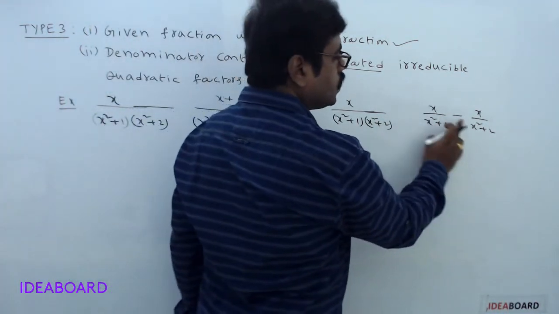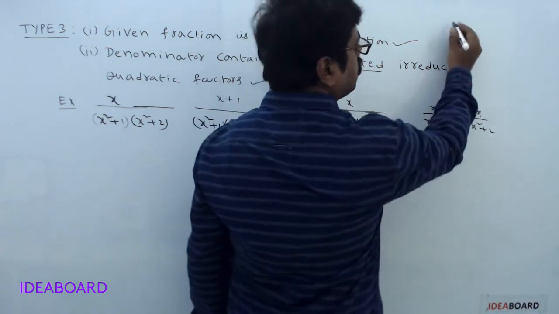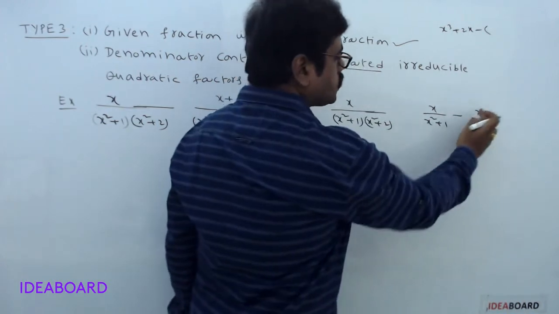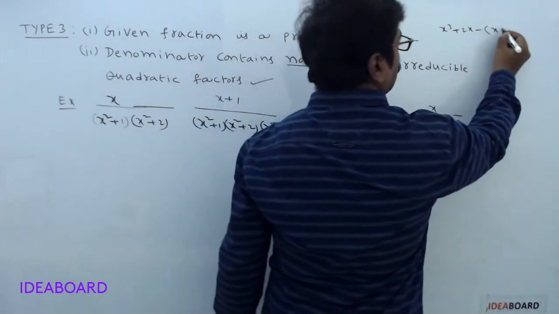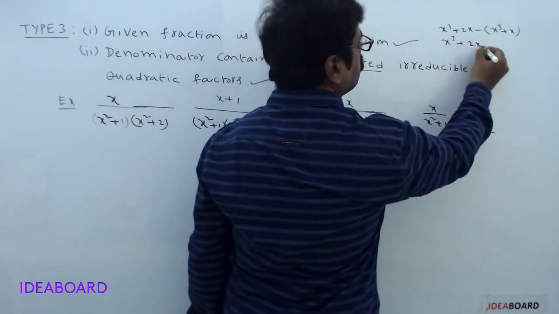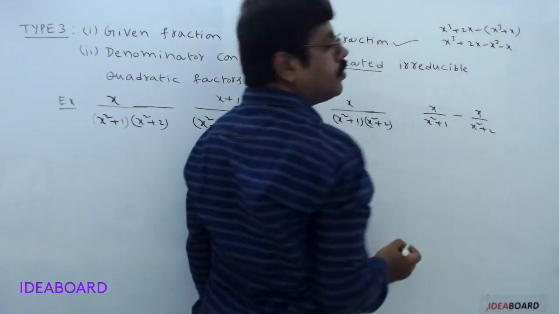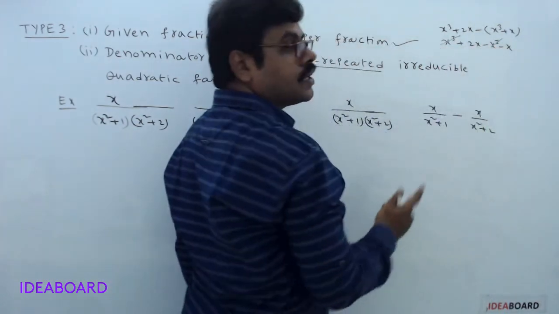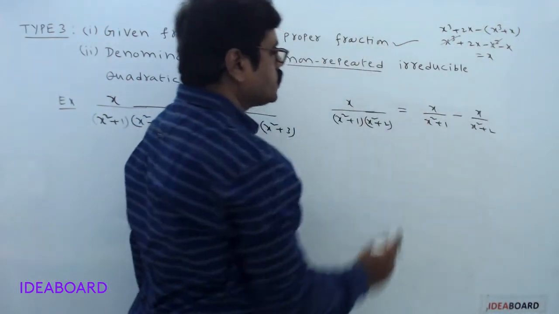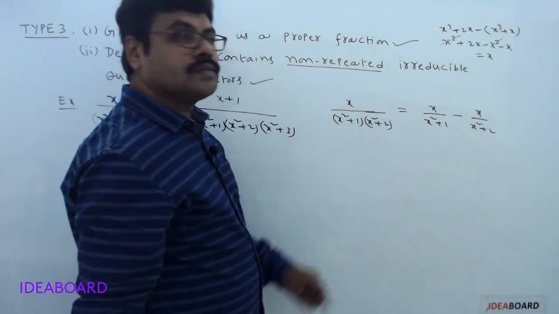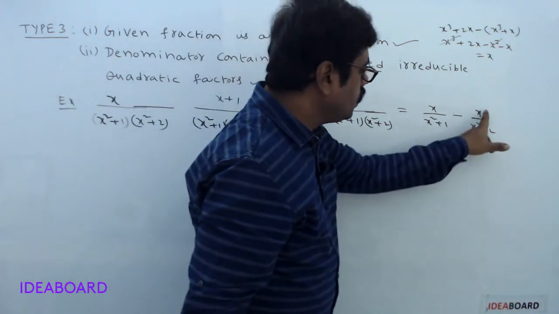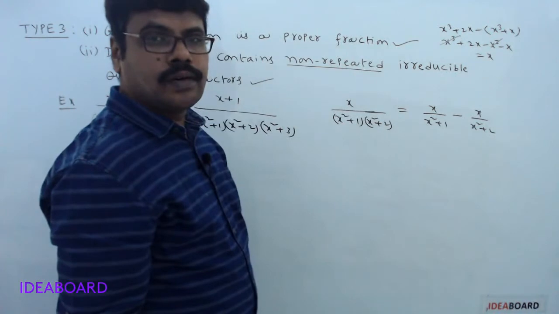Corresponding numerator: x into (x square plus 2), that is x cube plus 2x, minus x into (x square plus 1), that is x cube plus x. Now see the simplification: x cube plus 2x minus x cube minus x. Now the x cube term will be cancelled. 2x minus x is x. So x divided by (x square plus 1) into (x square plus 2) can be taken as x divided by x square plus 1 minus x divided by x square plus 2.